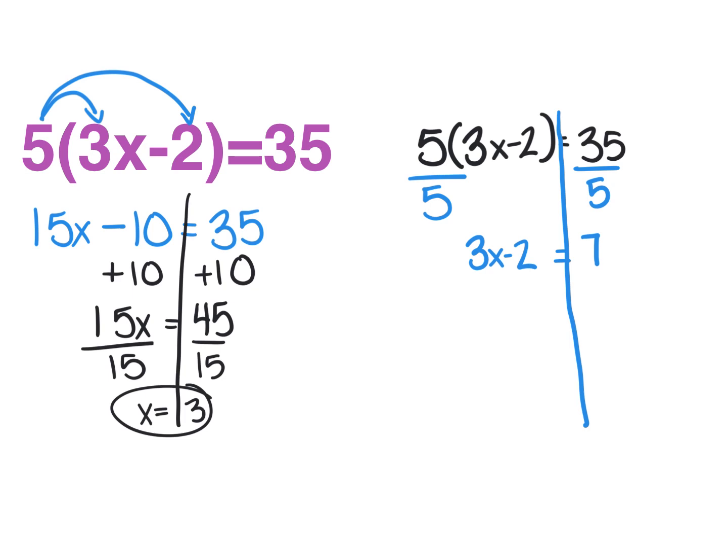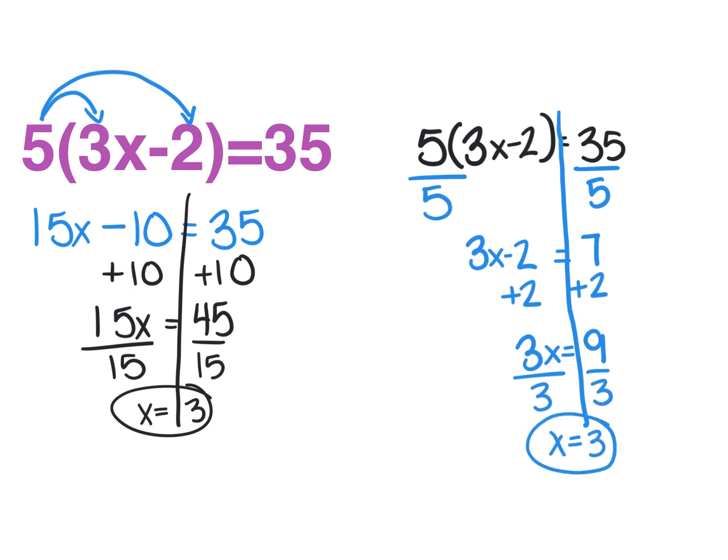What's the next term I'm going to get rid of, Lucas? 2. So to get rid of a minus 2, I'm going to add 2 to both sides. That gives me 3x equals 9. And my final step, divide by 3. And that gives me x equals 3, which is exactly what I got when I solved it the other way.